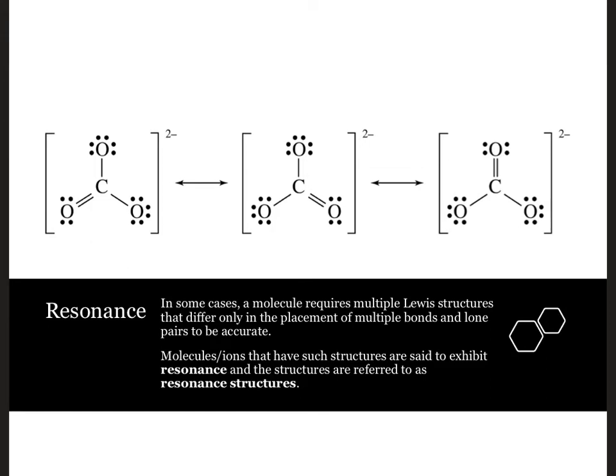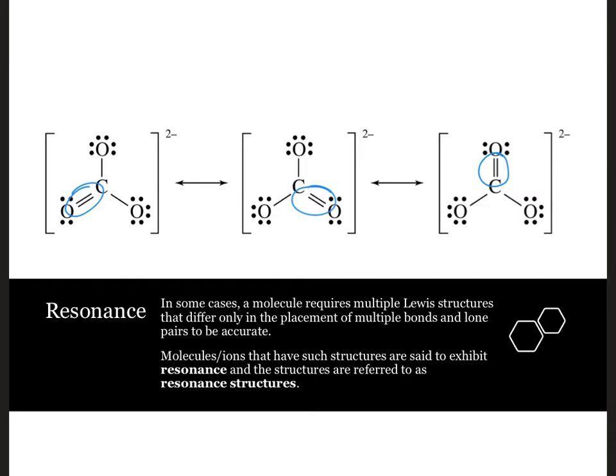In some cases, a molecule cannot be represented accurately by a single Lewis structure, but requires multiple structures that differ only in the placement of the multiple bonds and lone pairs. Molecules and ions that have such structures are said to exhibit resonance, and we often draw multiple resonance structures to represent them more accurately. For example, the carbonate ion has 3 resonance structures.